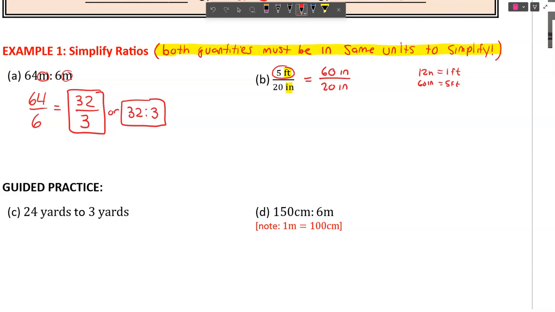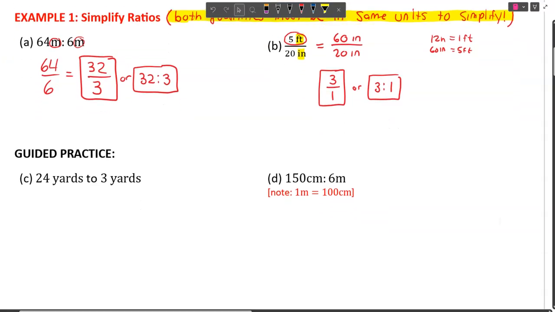When I do that, 60 over 20, well, they both go into 20. So this is going to give me a 3-to-1 ratio. Now, we know when we write fractions, if you write 3 over 1, you can just write it as 3. But because we're specifically talking about a comparison of two quantities, I'm probably going to leave it in this 3 over 1 format, or if you want to write it with the colon format, a 3-to-1 ratio like that.